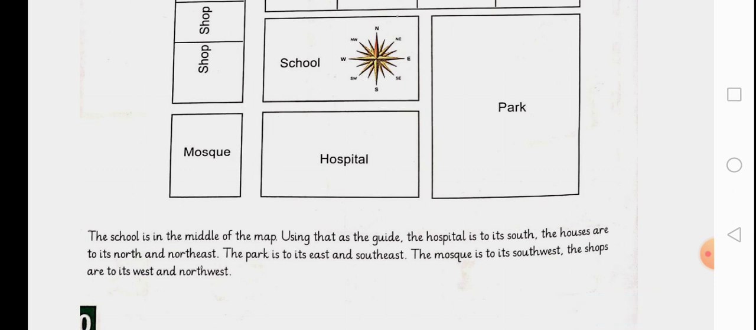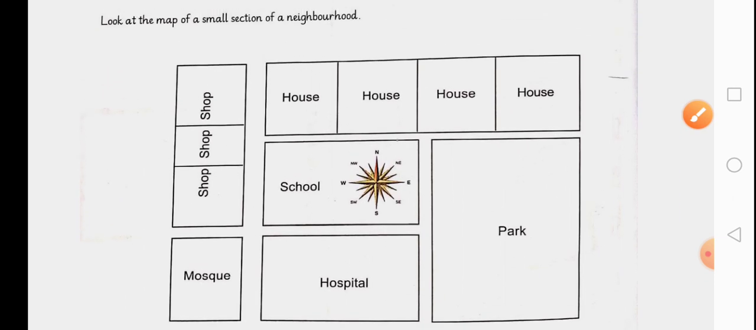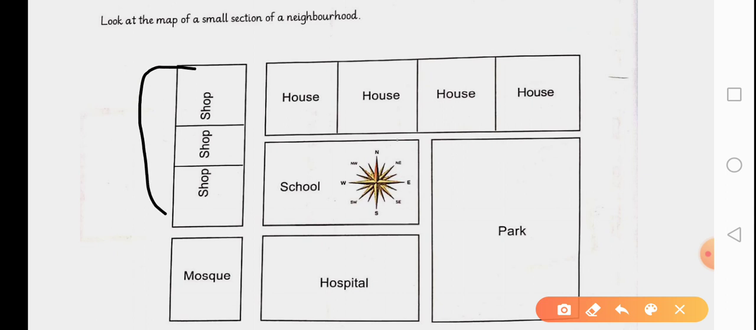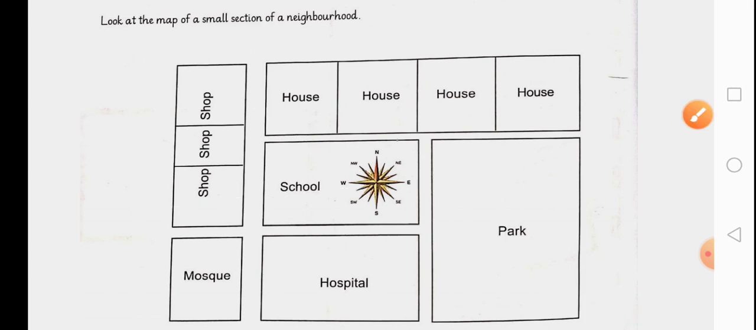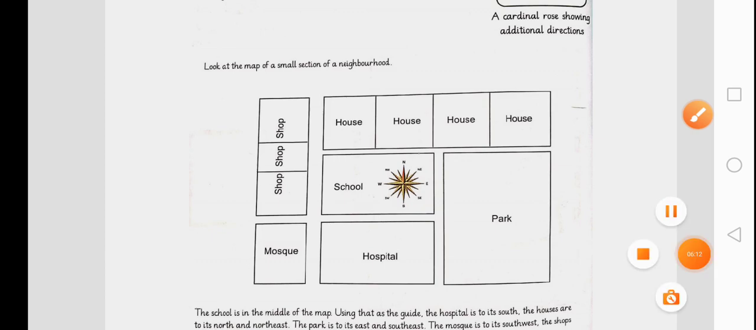Similarly, the shops, let us find the shops. Here are the shops. They are present in the west, but not all the shops are present in the west. They are scattered. You see, some are present in the west, but some of them are present in other directions, like northwest. So that is how it works. That is why we have the additional directions, so we can have the exact location of the places.